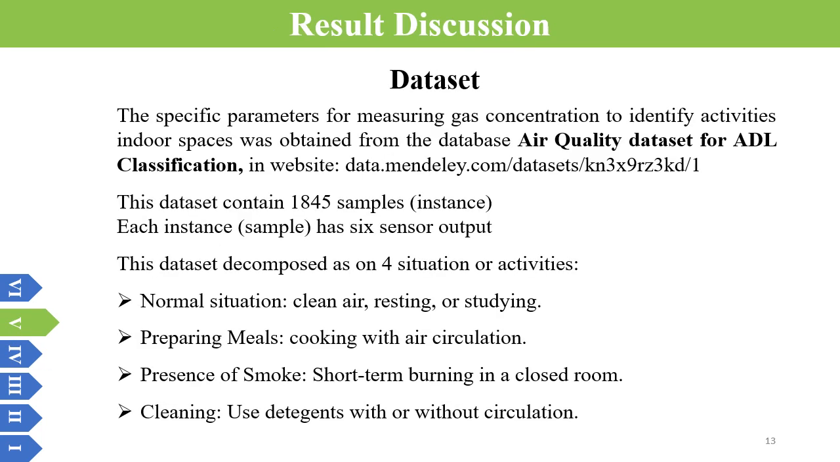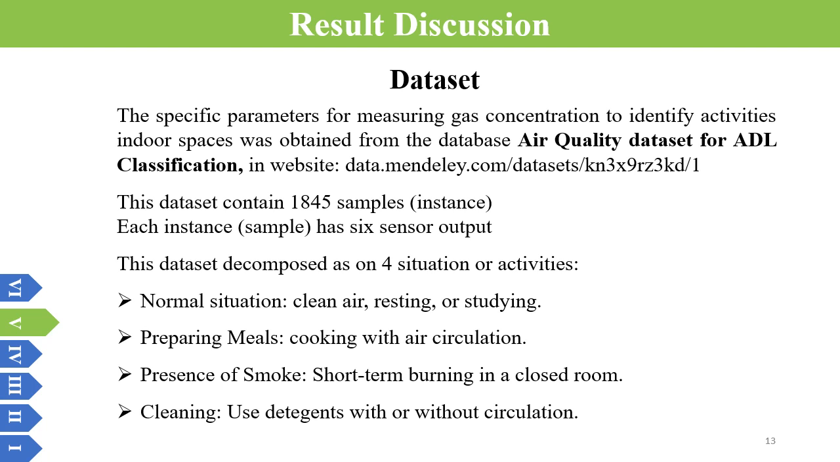Now we talk about our dataset. The specific parameters for measuring gas concentration to identify activities in indoor spaces were obtained from the database Air Quality Dataset for Ideal Classification. It is available on the website. Our dataset contains 1,845 samples, or instances.